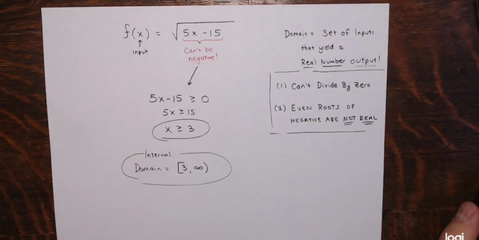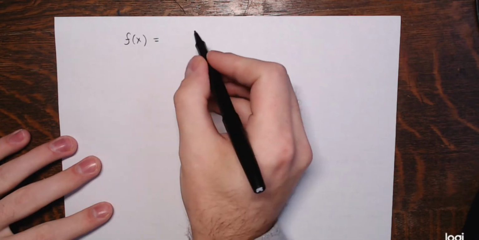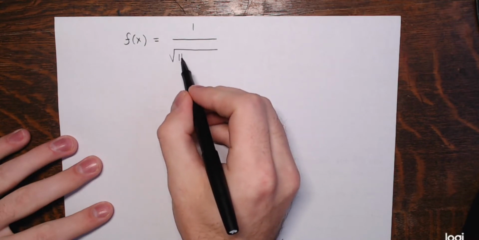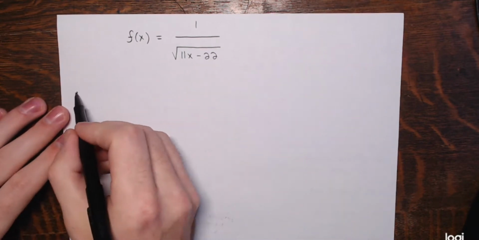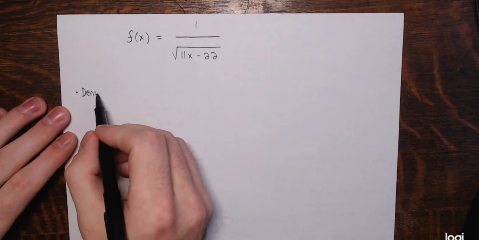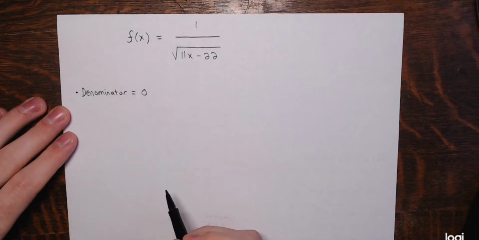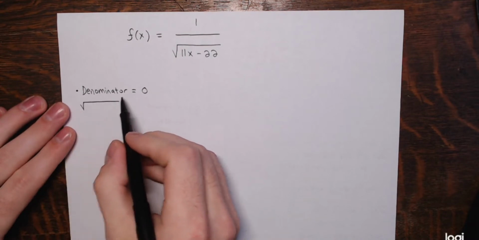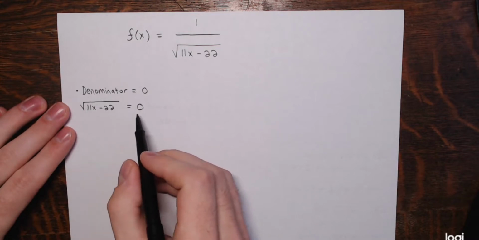So I'll write this one out. We're given f of x equals 1 over the square root of 11x minus 22. So the first thing is, denominators cannot be equal to 0. So you've got to think, when is the denominator equal to 0? And then we're going to eliminate that value. So when is the square root of 11x minus 22 equal to 0? And you solve this radical equation here.